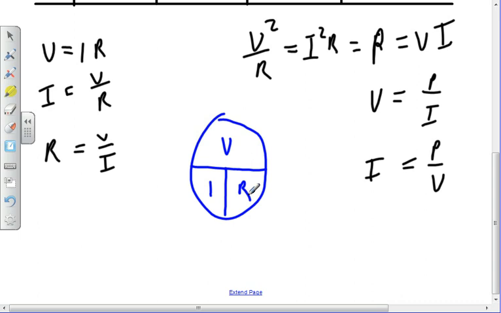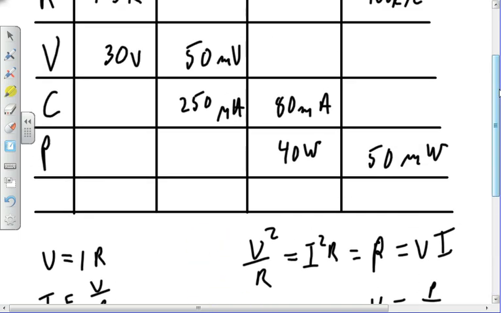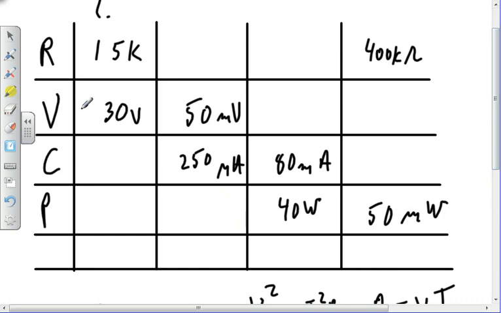Okay, back to what we're doing. Is my calculator on? Yes, I have my calculator on. I'm ready to go. And I almost have enough room. Okay, so I know voltage, I know resistance, I know the current. Current is voltage divided by resistance. So I'm going to go 30 divided by 15K, and I'm going to come up with 2 milliamps.